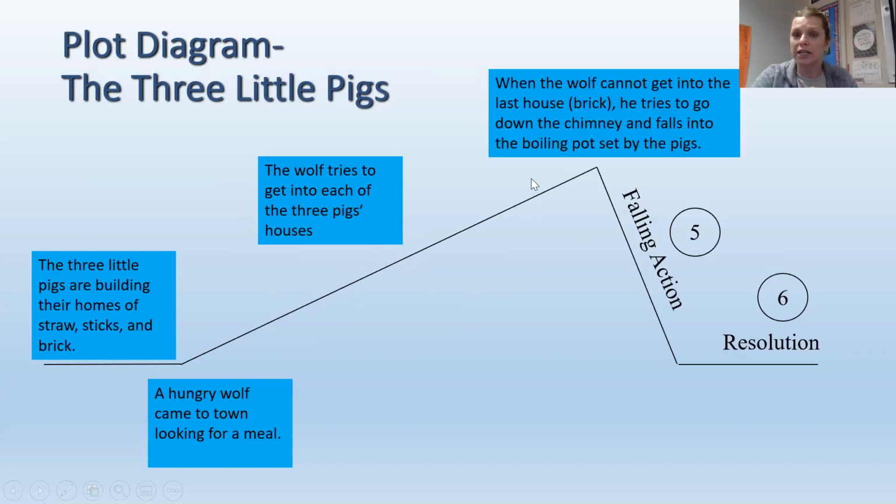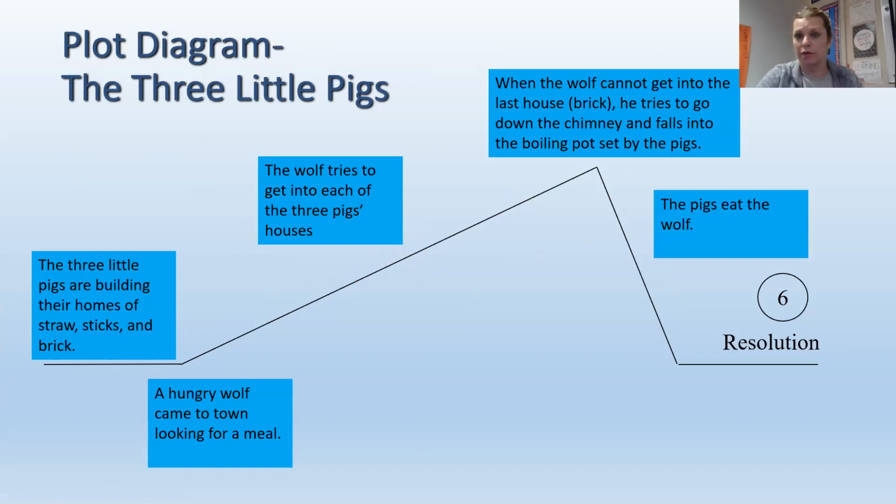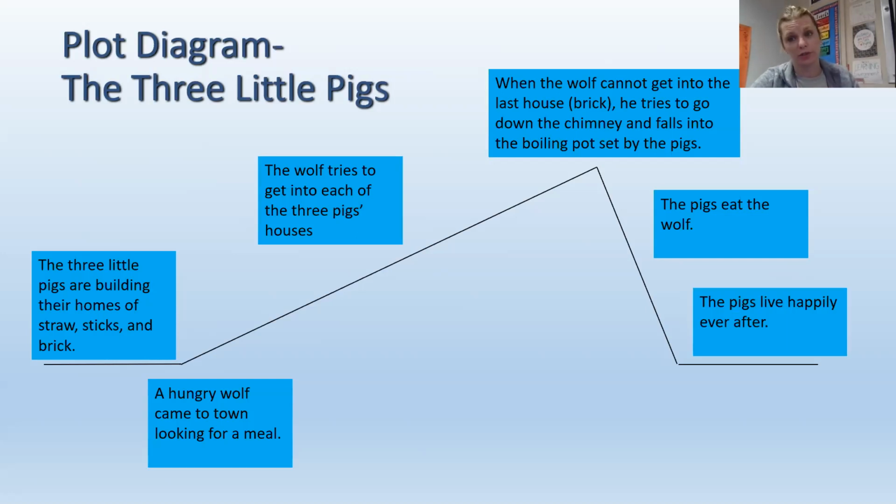When the wolf cannot get into the last house, the brick, he tries to go down the chimney and falls into the boiling pot set by the pigs. The falling action is the pigs eat the wolf. Kind of that inverse. This is where everything flips. And the resolution is the pigs live happily ever after. Okay? So even something as simple as a children's story of the 3 little pigs still follows this, what we say, path or trajectory.